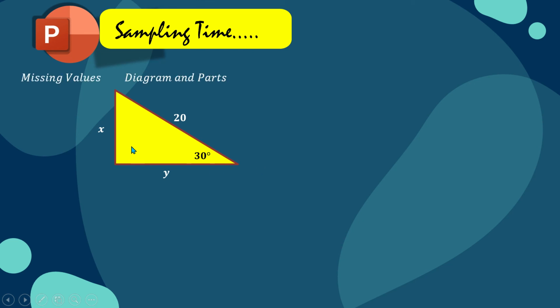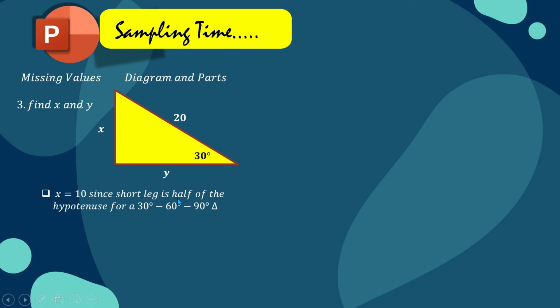We will find the value of x and y. X is the short leg, y is the long leg, while 20 is the hypotenuse. To find the value of x, which is the short leg, our x is the short leg. So x is 10. Why? Since short leg is half of the hypotenuse for a 30, 60, 90 degree right triangle. So if our hypotenuse is 20, our short leg should be half of 20, so that is 10.